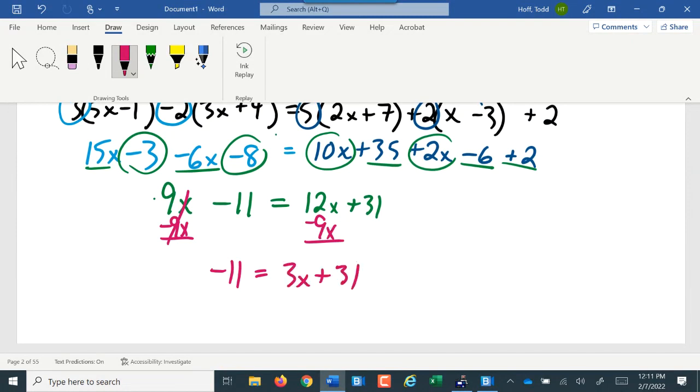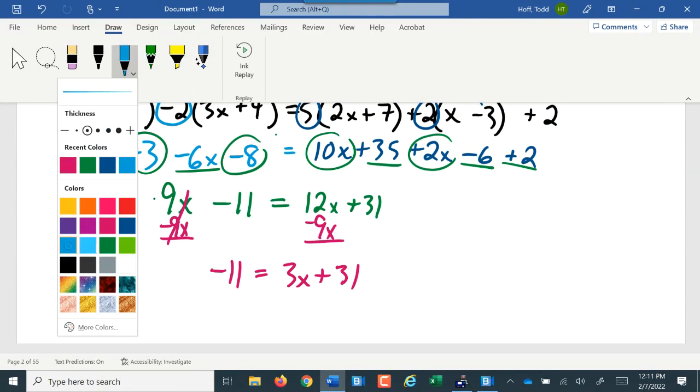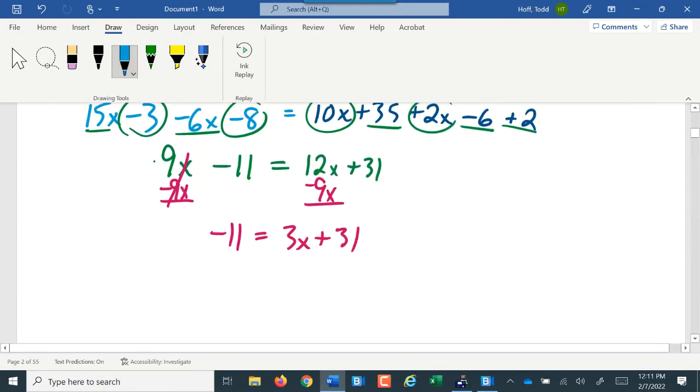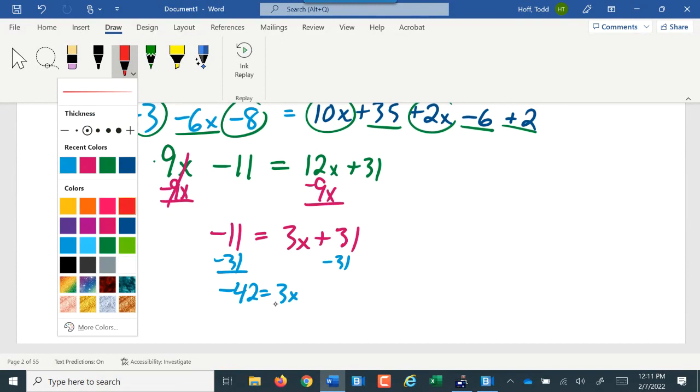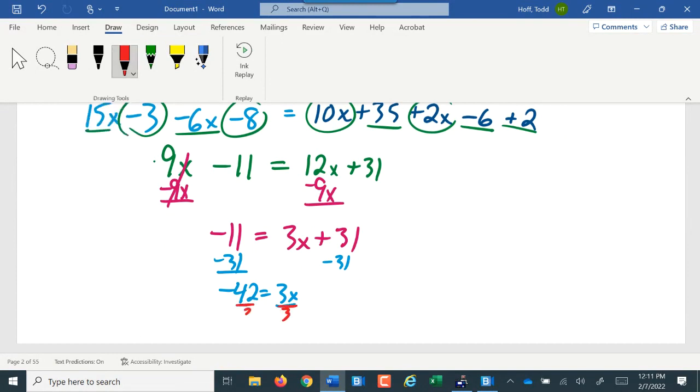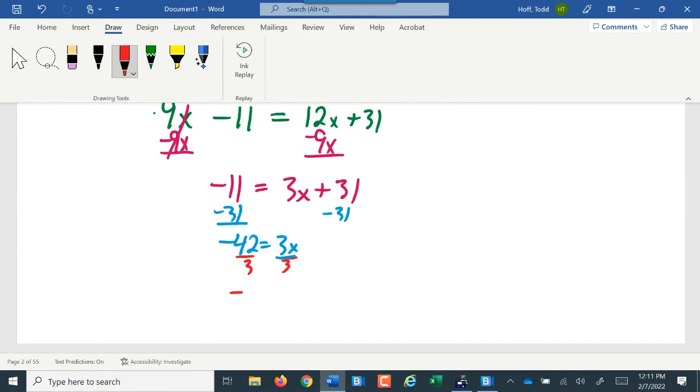Plus 31. And from there, I'll go through this really quickly because I know you guys can solve it from here. Subtract 31 to get negative 42 equals 3x. And we divide by 3. Get negative 14.